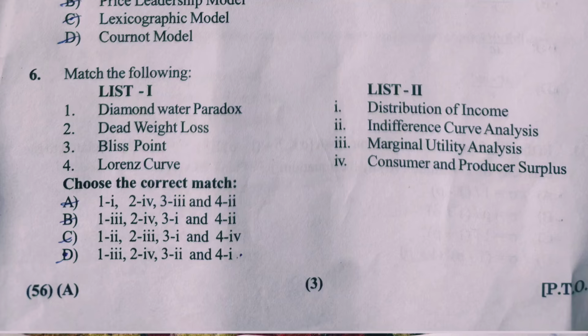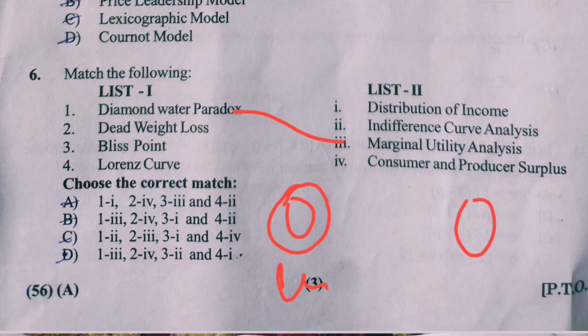Question number 6 is, match the following. So we have the diamond-water paradox. It is used to explain the marginal utility analysis. It was given by Adam Smith. It shows us why water, which is easily available, is less valuable than diamonds, which are rarely available, and it has been explained by marginal utility analysis given by Adam Smith.